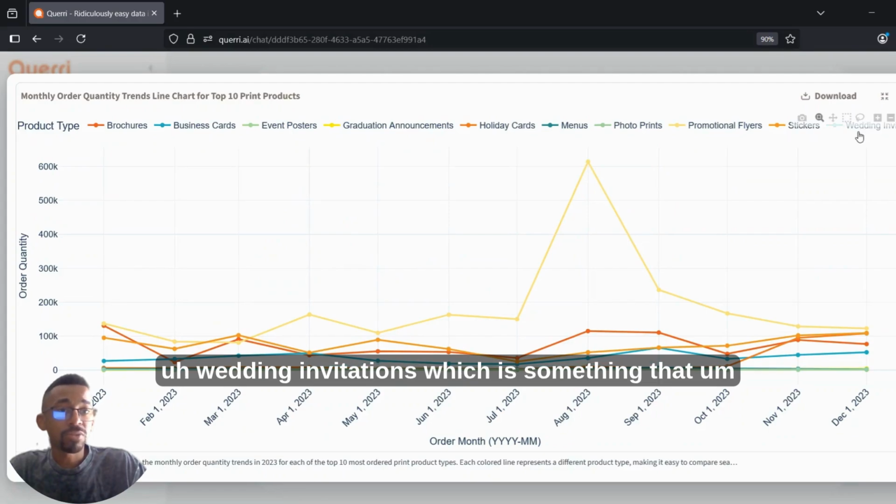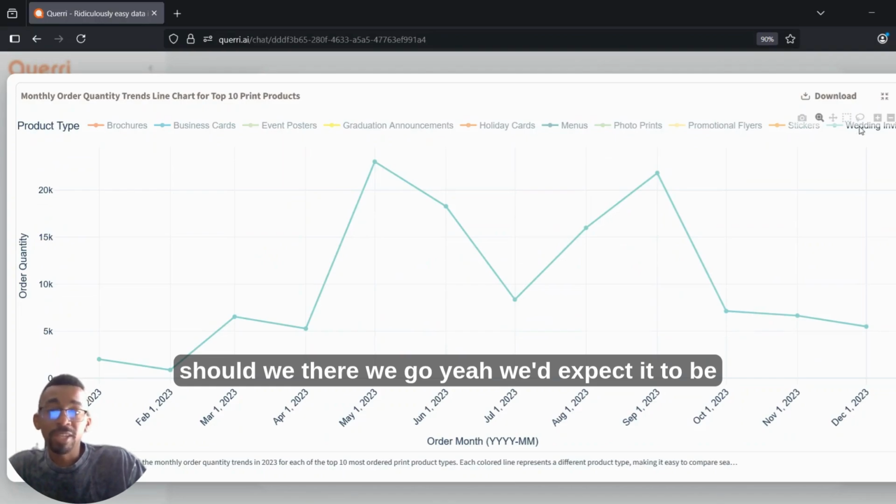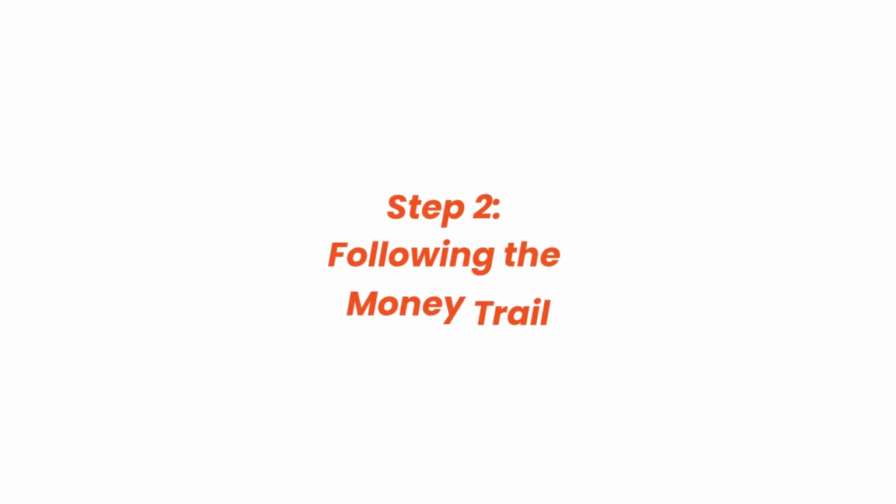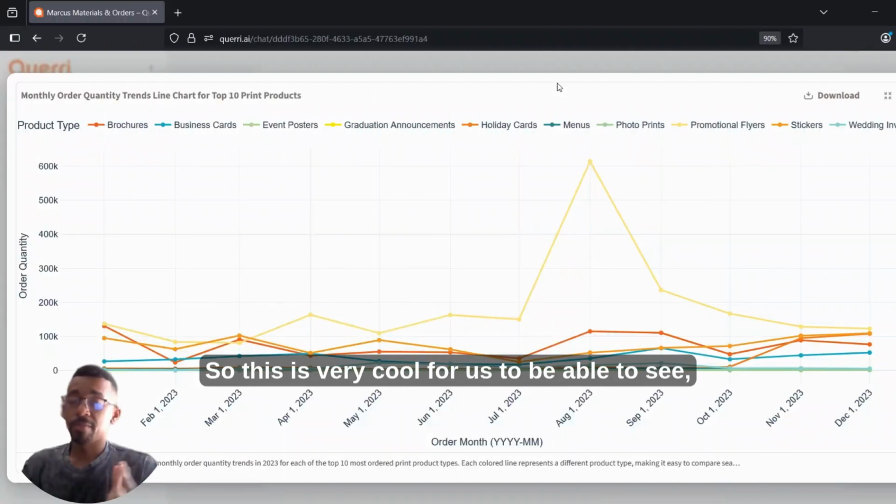Wedding invitations, which is something that should, there we go. Yeah, we'd expect it to be seasonal. May and September, those are two very popular wedding months. So this is very cool for us to be able to see.